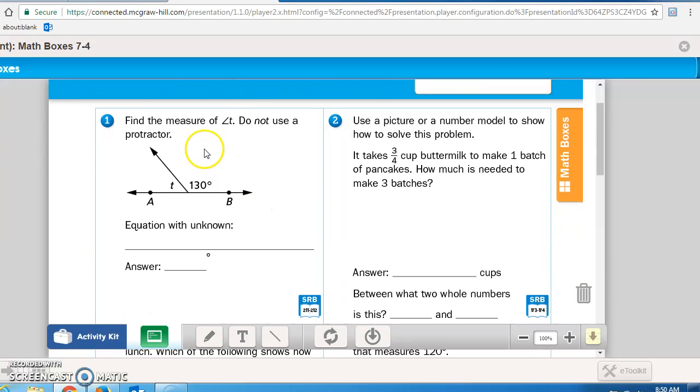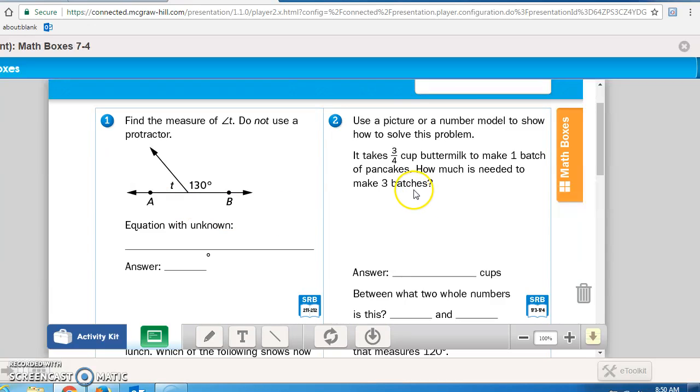Number 1 says, find the measure of angle T. Do not use a protractor. Write your equation with the unknown. Again, you know that this is a straight angle. They gave you one measurement. So you need to do that straight angle's measurement minus the measurement they give you equals T, because you're trying to figure out what this measurement needs to be.